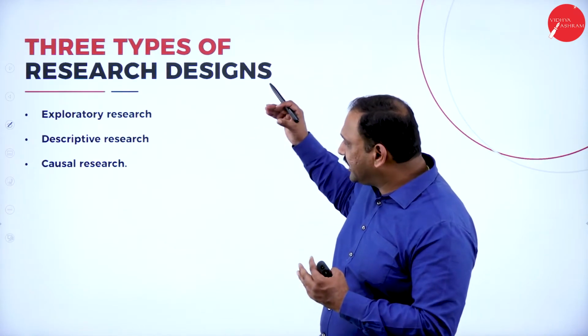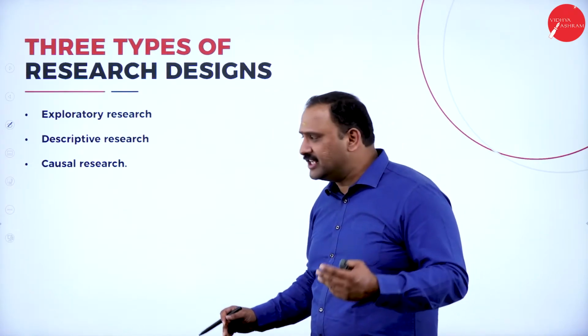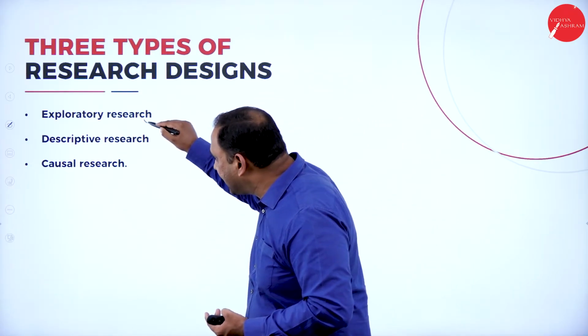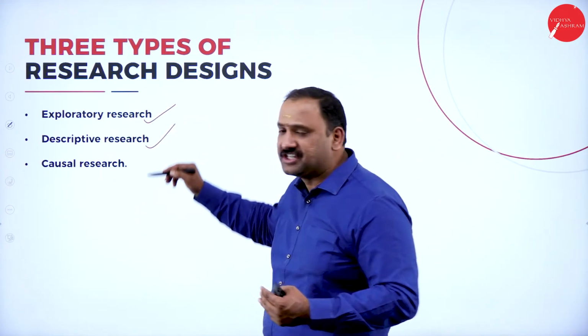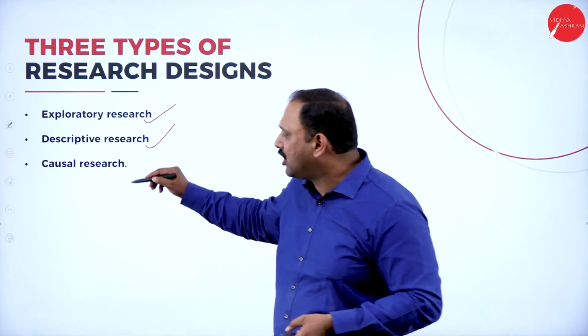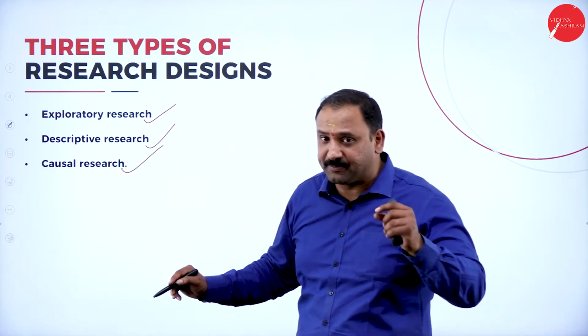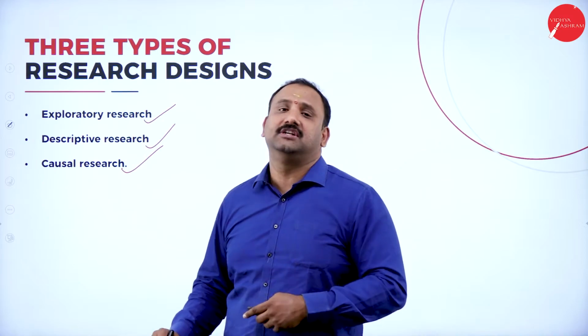Next, there are three types of research. The first one is called the exploratory research. The second one is called the descriptive research. And the third one is called the causal research. Let me just repeat, it is called the causal research.